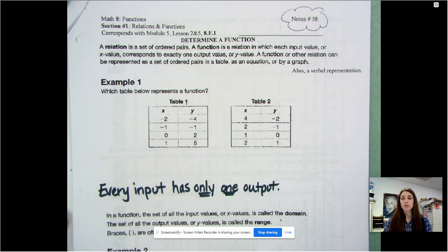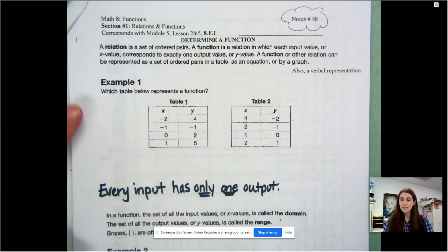So if you input 2 into your function machine, you can't get 3 out of it and 4 out of it and 5 out of it. Okay, it doesn't work like that. If you input 2, in order to be a function, you can only get 3. Okay, you can only get one value out. You can't get 3 different values that are outputs of 2.